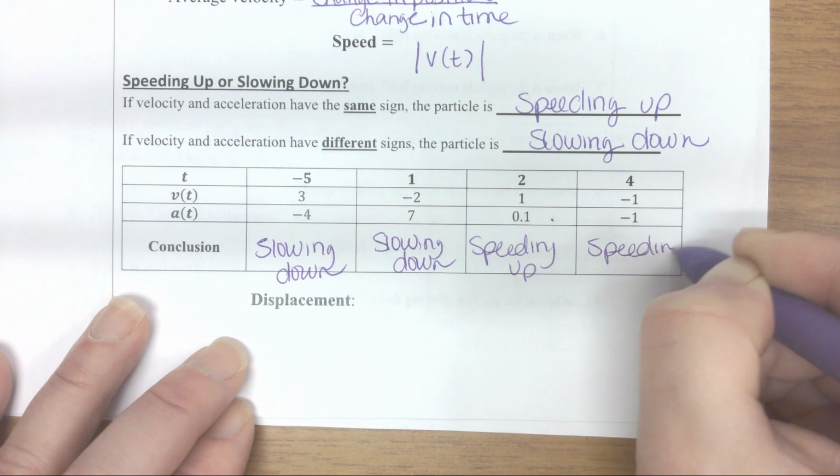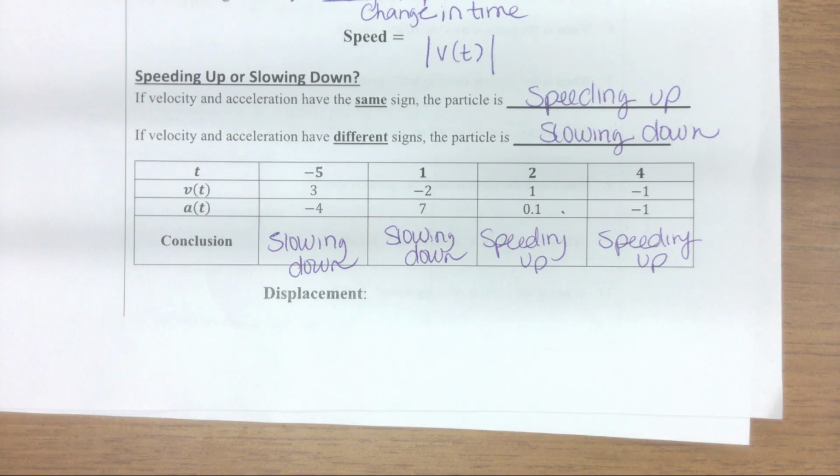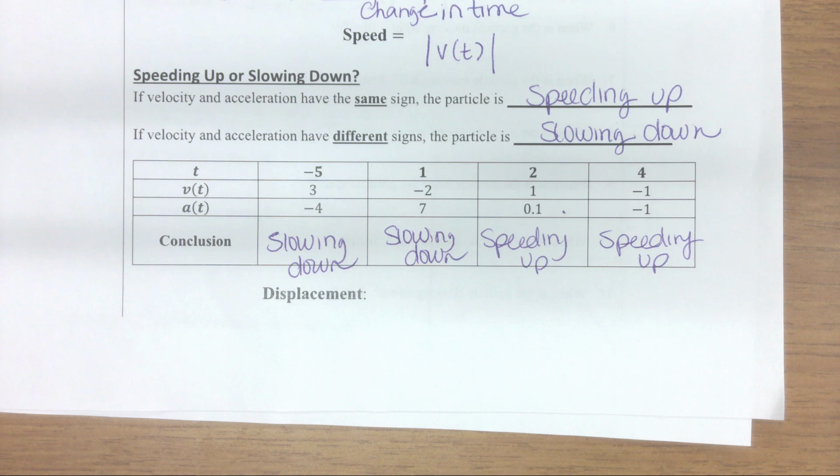So the negative and positive is just telling you about the direction of the body and the direction of the acceleration. It's not telling you if it slows down or speeds up. So you do have to look at both signs to do that. Good? Cool. All right.